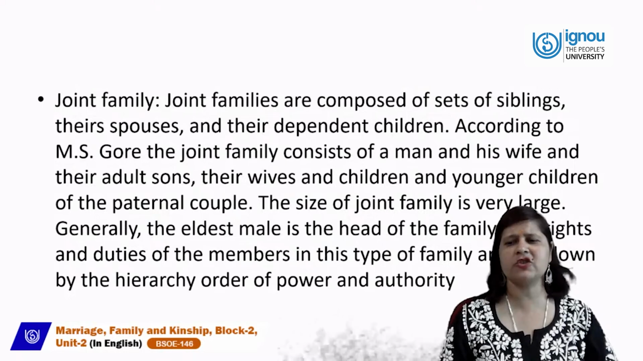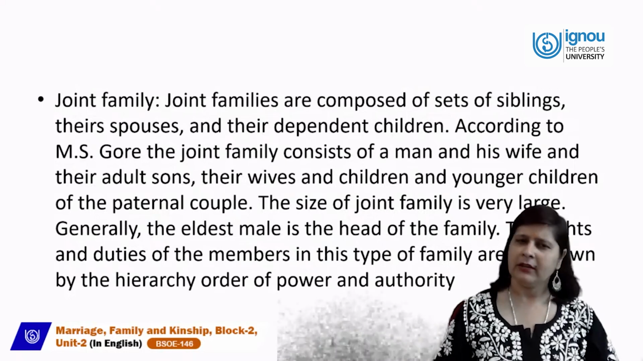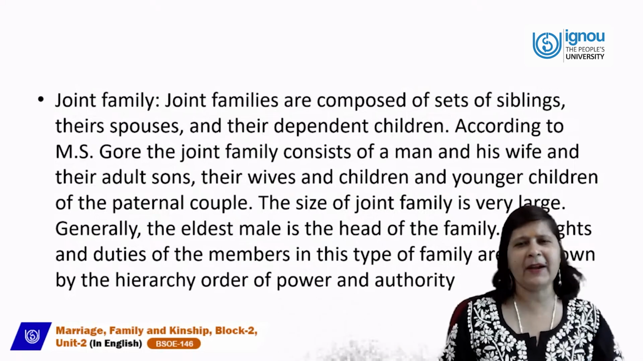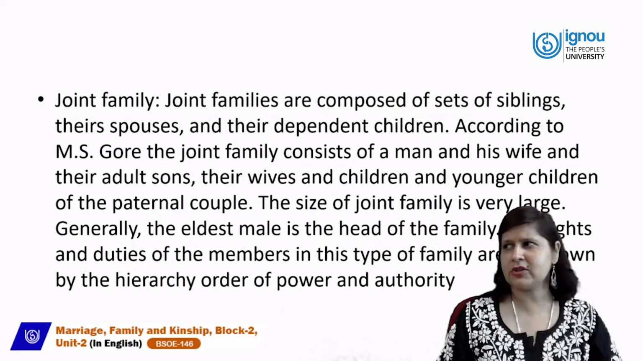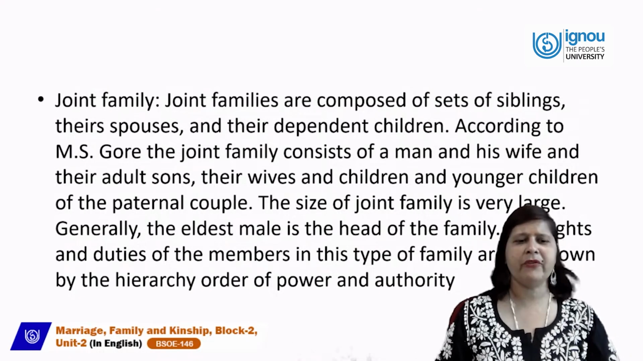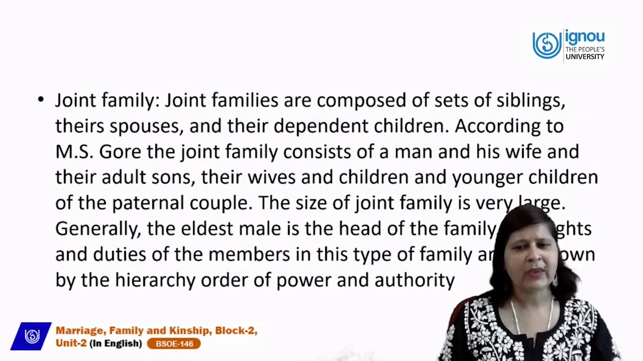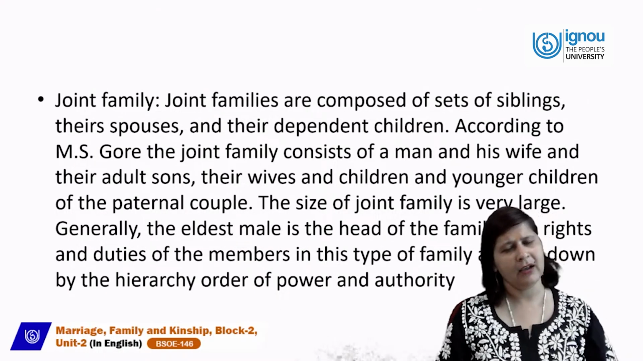A joint family consists of a set of siblings, their spouses, and their dependent children. According to M.S. Gore, a joint family consists of a man, his wife, their adult sons, their wives, children, and the younger children of the paternal couple.